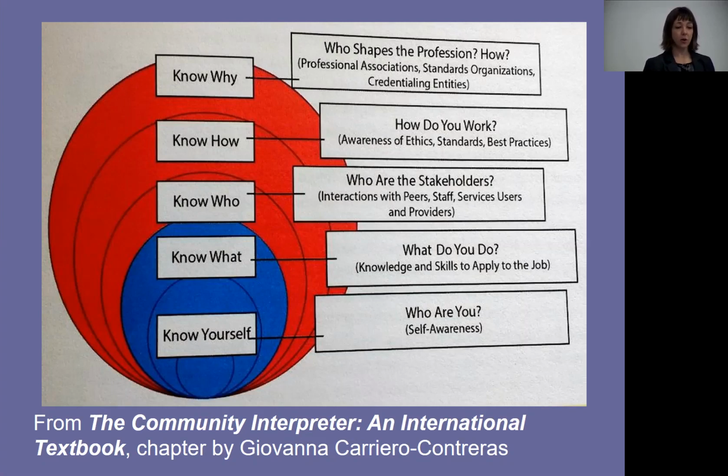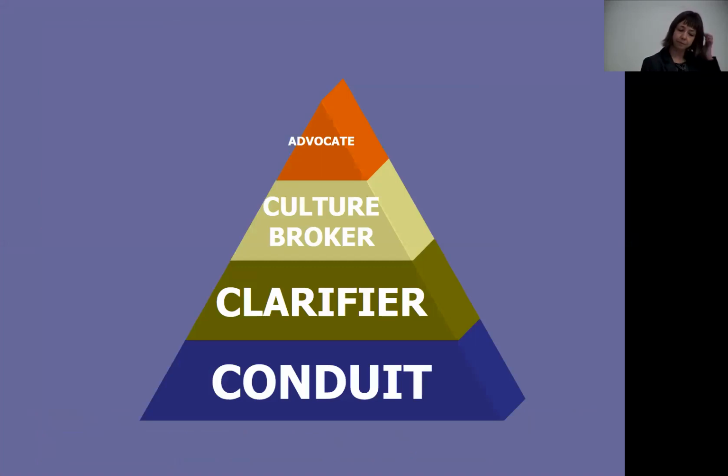So it's knowing why, like who shapes the profession, and knowing how, in terms of how you work. Then we look to the awareness of ethics and the standards of practice. Knowing who the stakeholders are is important for interpreters, and then knowing what to do. So we're getting closer and closer to the core. And at the very core is to know yourself as an interpreter. This is especially important for the impartiality and the role boundary standards, but it really applies across the board. This you have probably all seen by now.